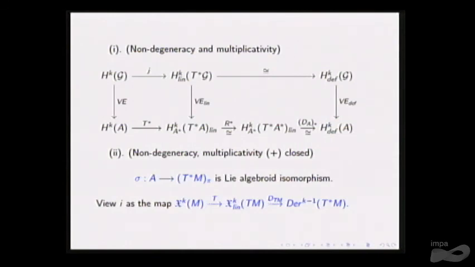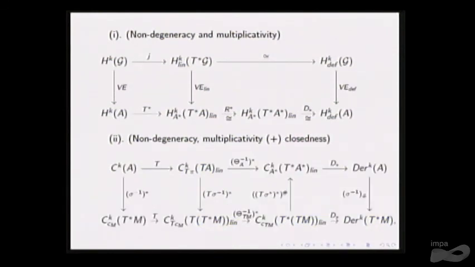So with these two facts, we can form another diagram, which is this diagram here, where down here is the map I, but in the context of complexes. So this T composed with this d_TM is the tangent complex of k-multivectors. And this is the map sigma, which is an isomorphism. And we define this map theta_A in such a way that this diagram commutes, and the others commute naturally.